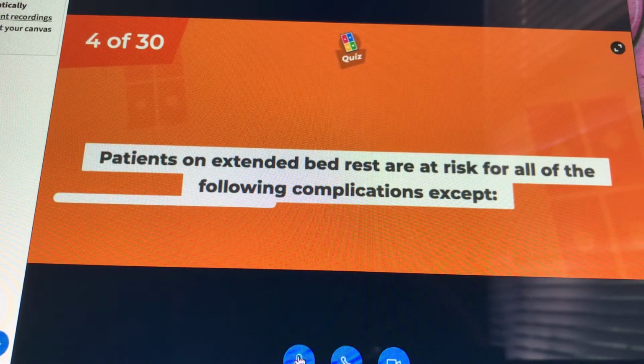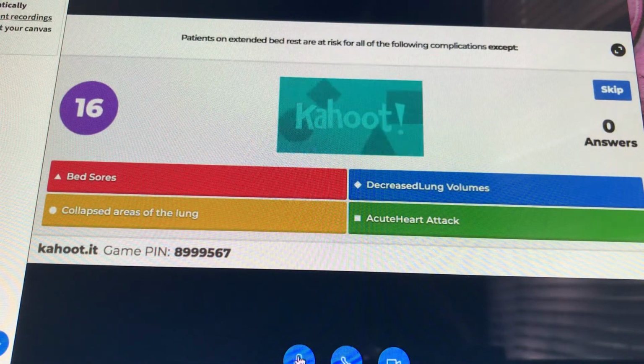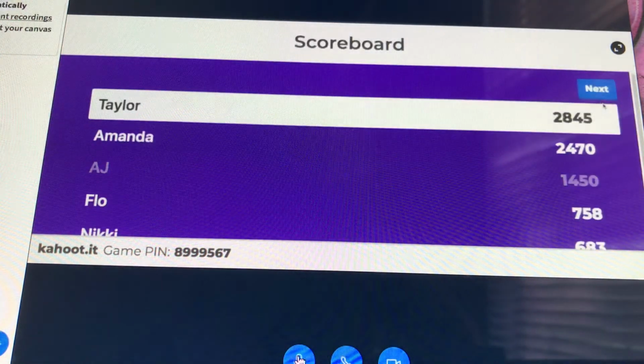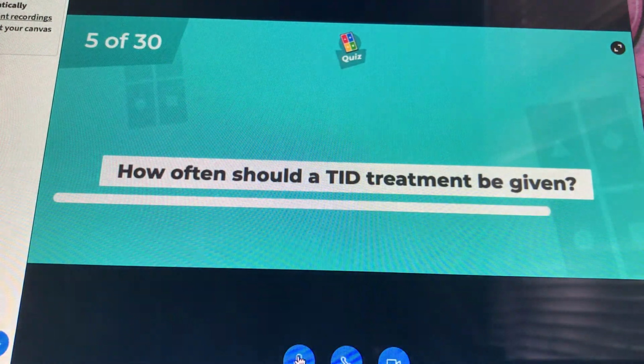Patients on extended bed rest are at risk of all of the following complications, except. Good. Of course they can get bed sores from not moving, and collapsed areas of the lungs because they're not taking deep breaths, which would decrease lung volume. But usually a heart attack is not associated with bed rest. Okay, how often should a TID treatment be given?